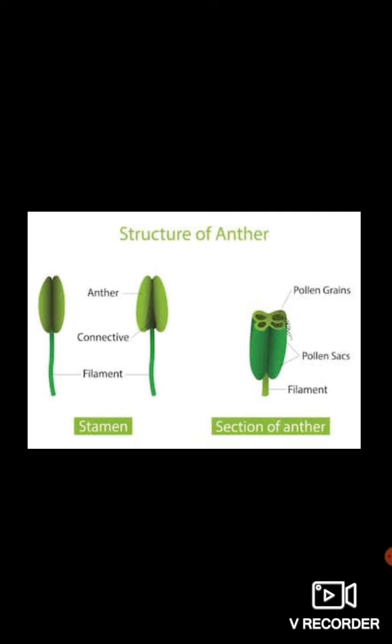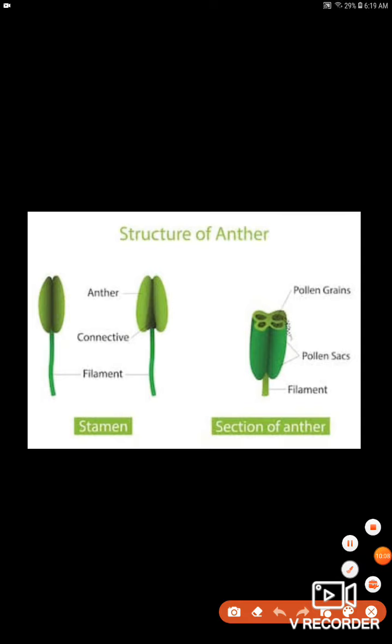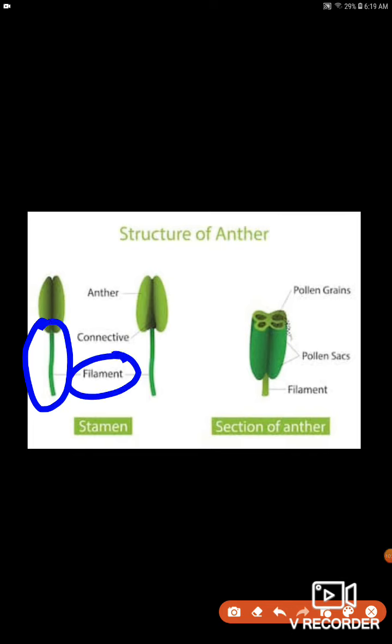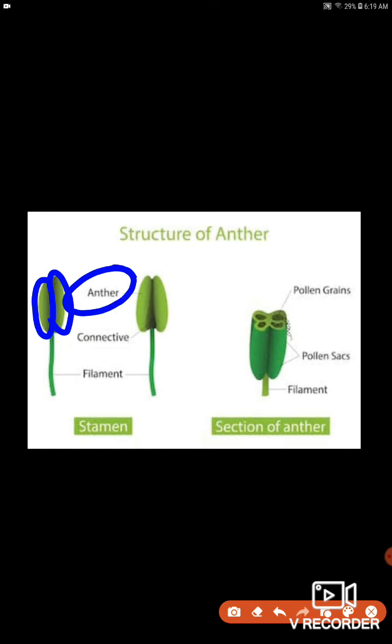Each stamen consists of a long, slender stalk, which is called filament. This one. This filament bears a two-lobed structure at the tip. You can see here, this is the two-lobed structure. So this two-lobed structure is called anther. An anther is attached to the filament with the help of a structure which is called connective. Okay, so this is called connective.